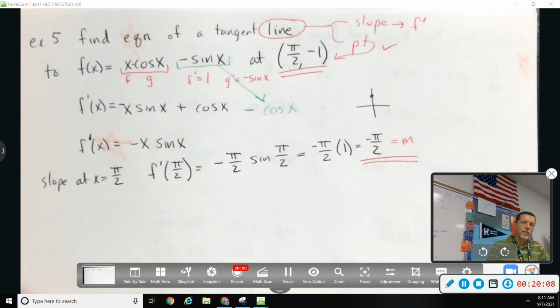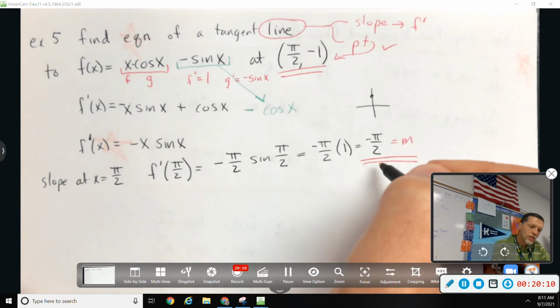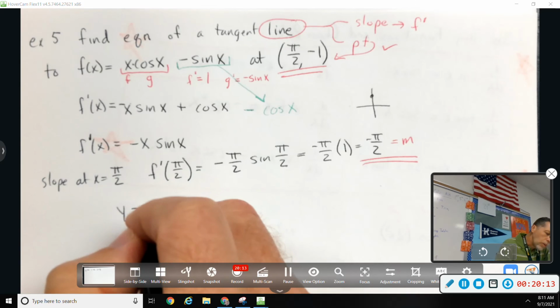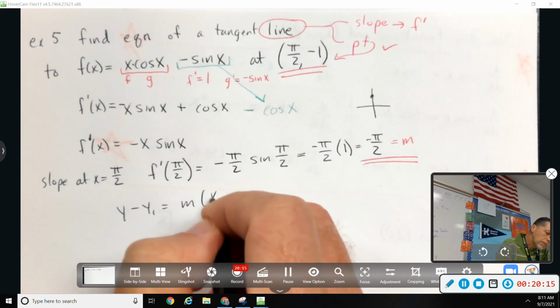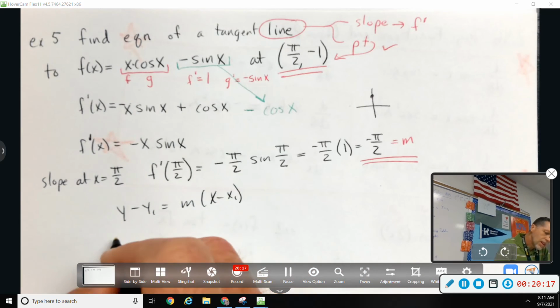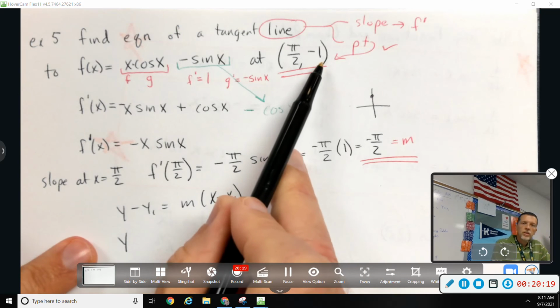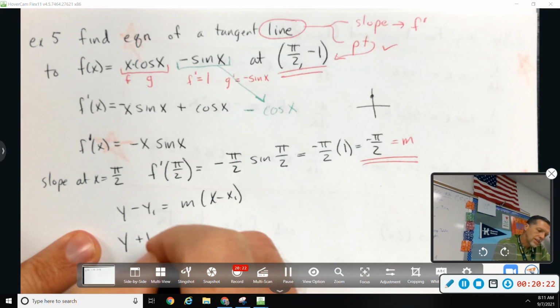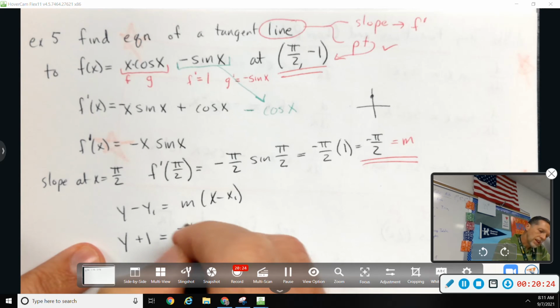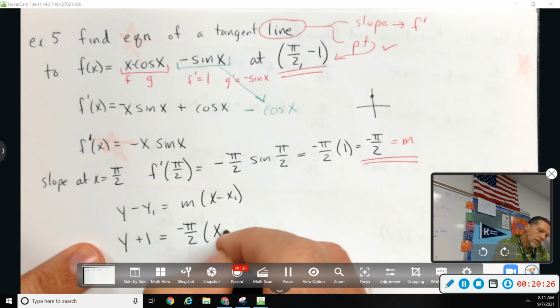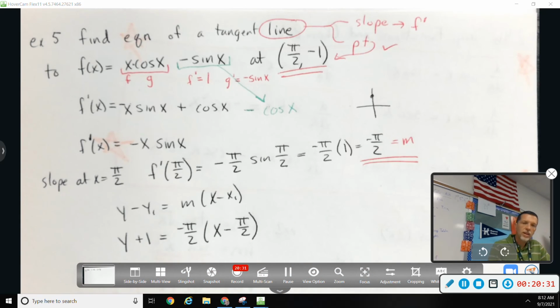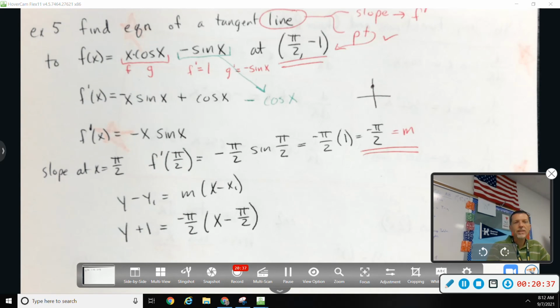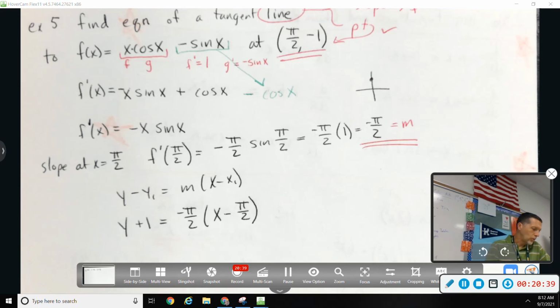So I've got a point and a slope. y minus y1 equals m times x minus x1. So y plus 1 equals negative pi over 2 times x minus pi over 2. And you can leave it like that. That is a perfectly good stop. We like point slope form because we don't have to do anything else with it.